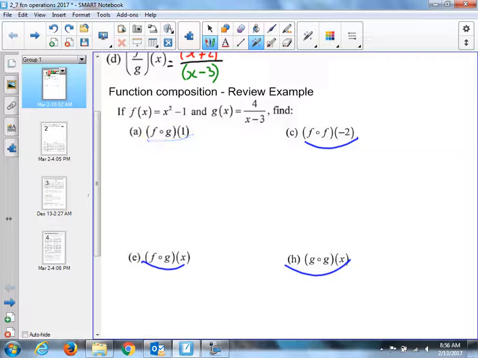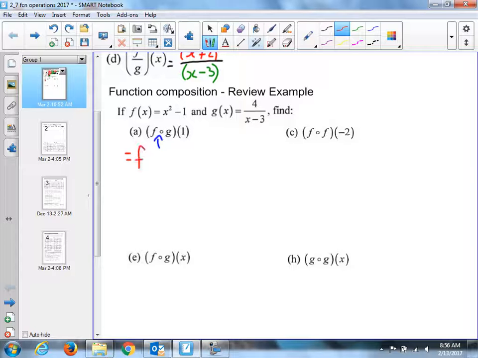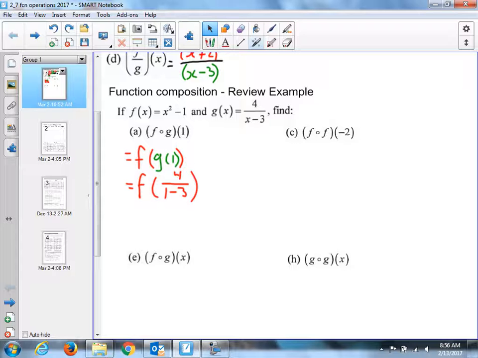What does it mean to be f of g of 1? FOG looks like fog. I like rewriting it like this. This is what I handwrite. F of g of 1. So what do you do? You take 1, you put it into the g equation, right? 4 over 1 minus 3, right? You can do this as a thinking step, but 4 over 1 minus 3, I'm figuring out what that is. It's 4 over negative 2. So it's negative 2 altogether. 4 over negative 2 is negative 2.